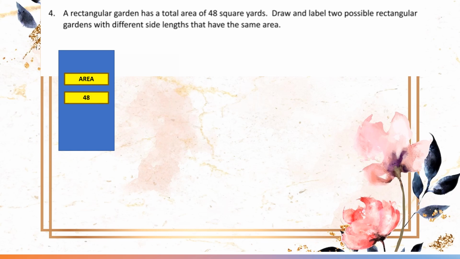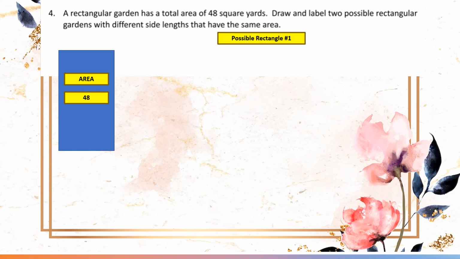So I'm going to draw a rectangular garden and I'm going to label it. Area is 48. Okay, so I need to keep in my mind that I need 2 more gardens because it says draw 2 more possible rectangular gardens with different side lengths but the same area. So it doesn't matter about the side lengths as long as they're different, and the area has to be 48.